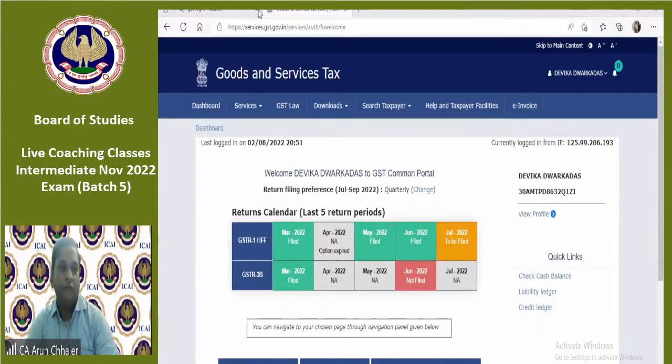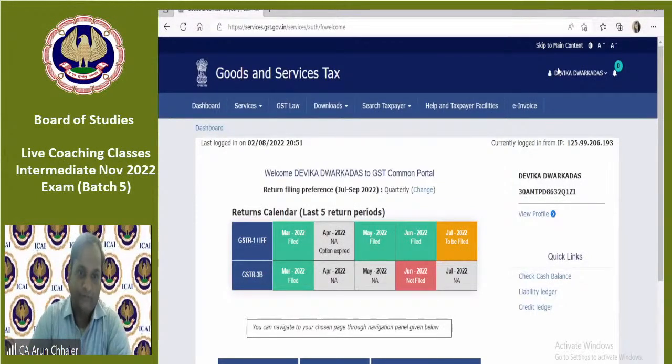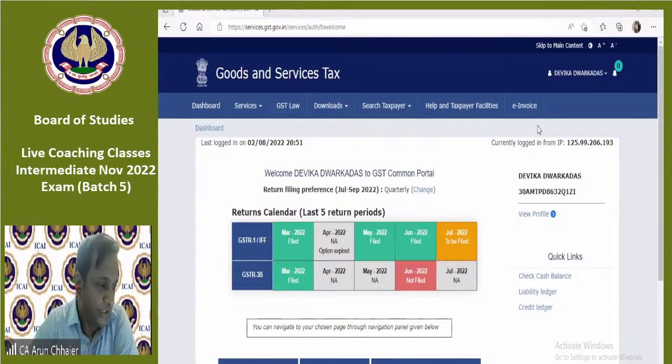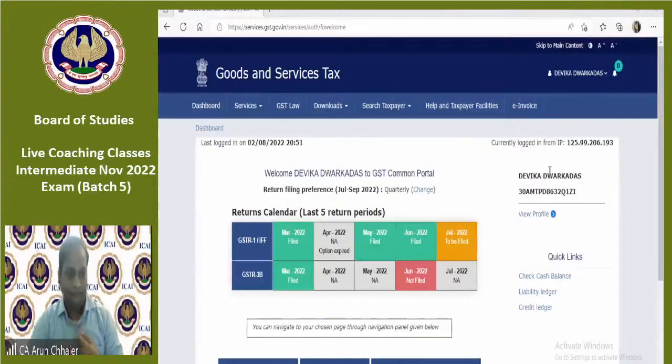In front of you, it is an online GST portal. Just confirm, are you able to see that portal? Just confirm that you all are able to see the portal.